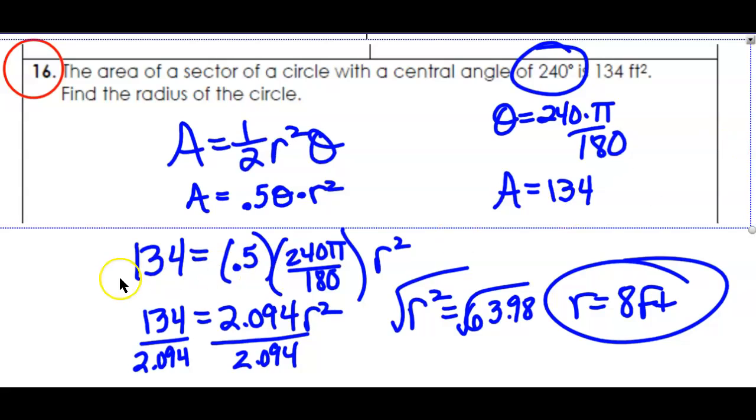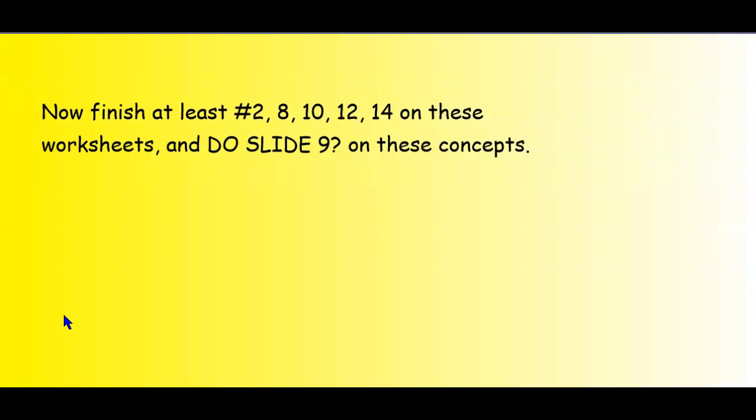All right, I think we're done. Unless I put an extra one on here. Nope. All right, you are to go back and do numbers 2, 8, 10, 12, and 14. And then there's an activity on slide 9 that goes with this. That's it today. 2 formulas, easy peasy. Makes up for a long video yesterday.